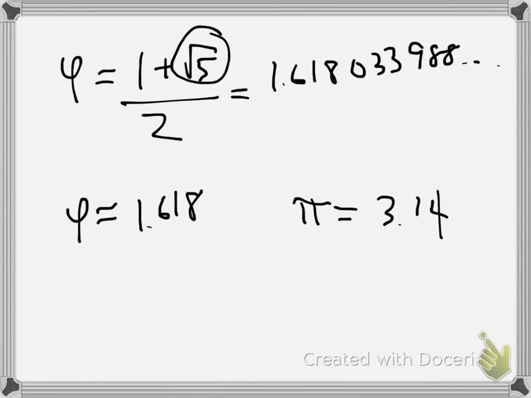So other than solving a quadratic equation, there are other ways that we can get this number phi to emerge. So let's take a look at one of those now. This is, I think, a little more accessible for students. What we're going to do is look at the Fibonacci sequence.